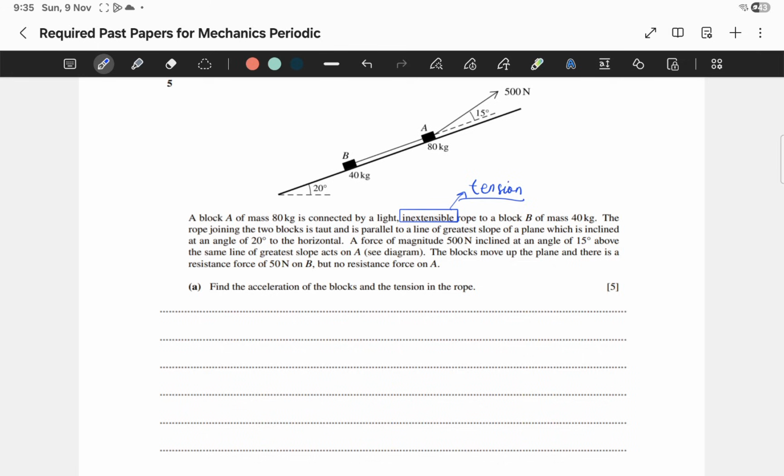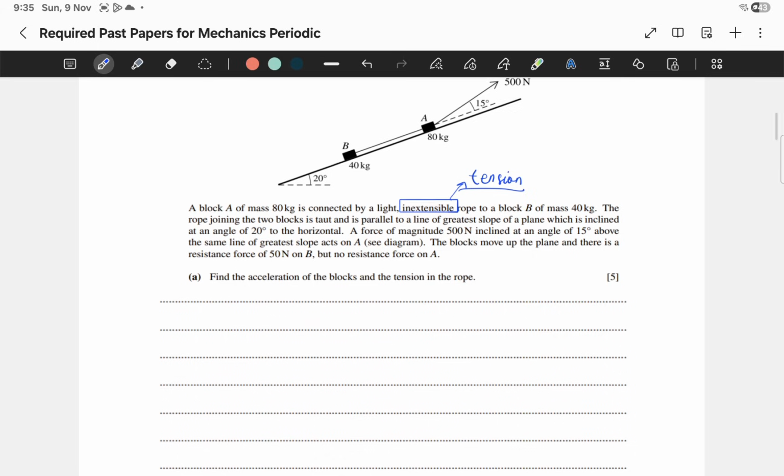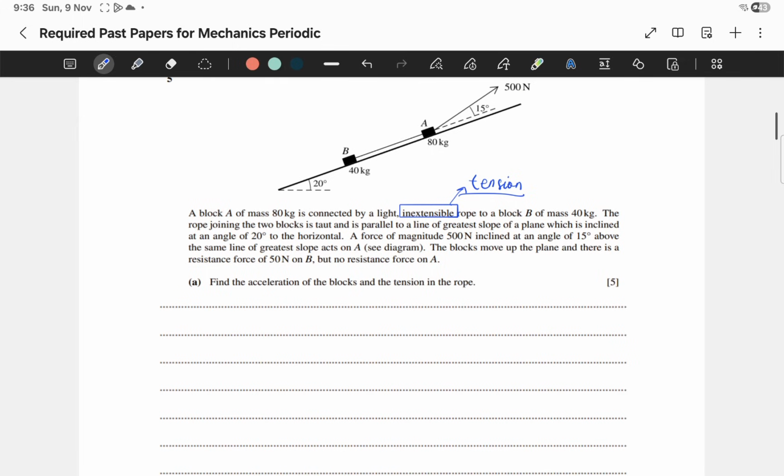The rope joining the two blocks is taut and parallel to the line of greatest slope of a plane, which is inclined at an angle of 20 degrees to the horizontal. A force of magnitude 500 newtons is inclined at an angle of 15 degrees above the same line of greatest slope and acts on A. The blocks move up the plane and there is a resistance force of 15 newtons on B, but no resistance force on A. Okay, so let's start labeling our forces.